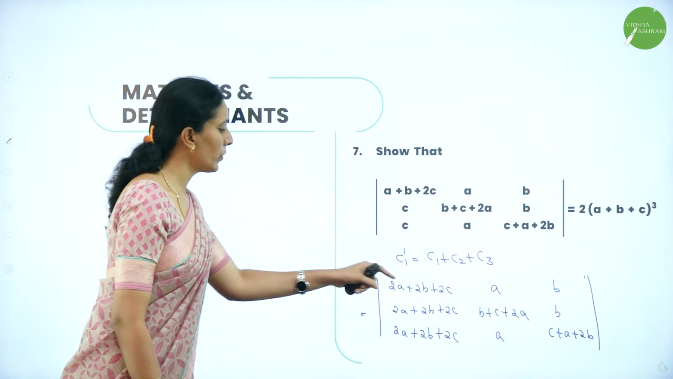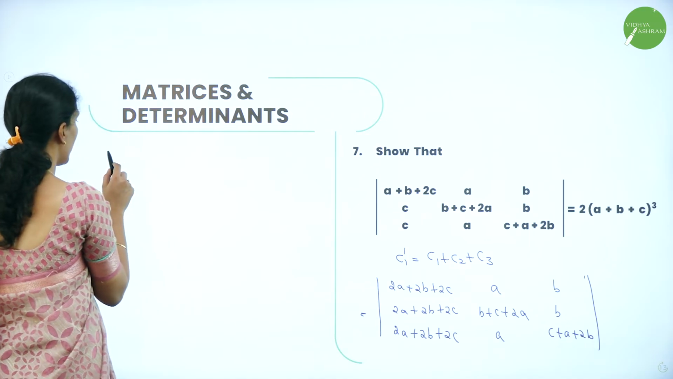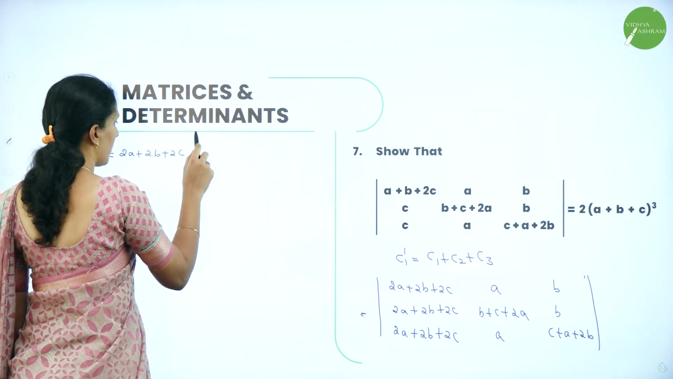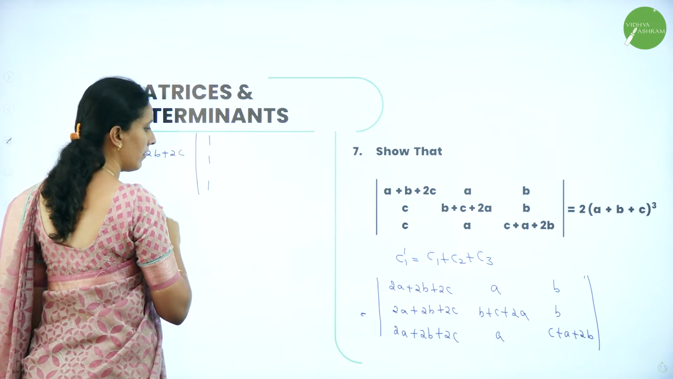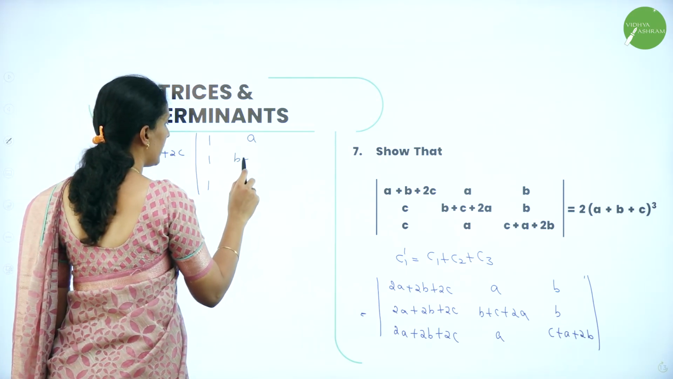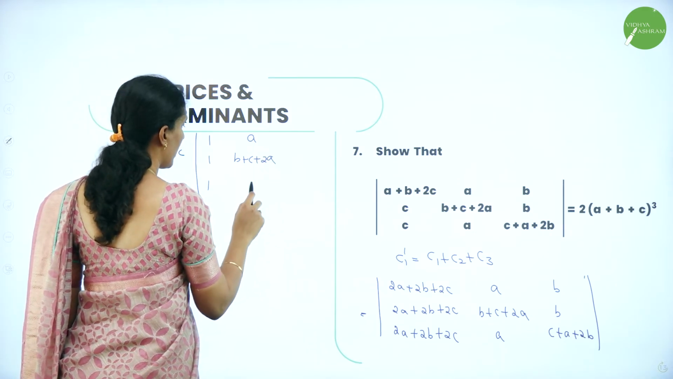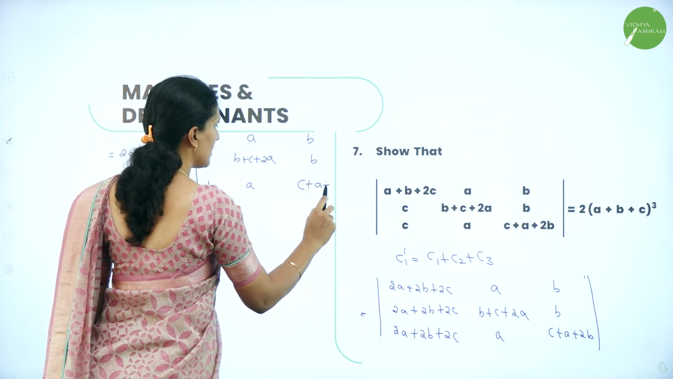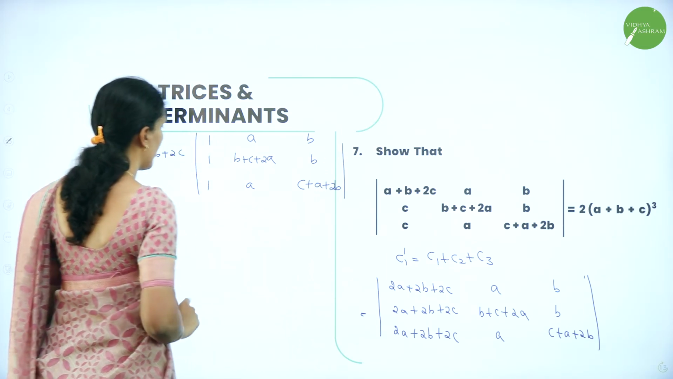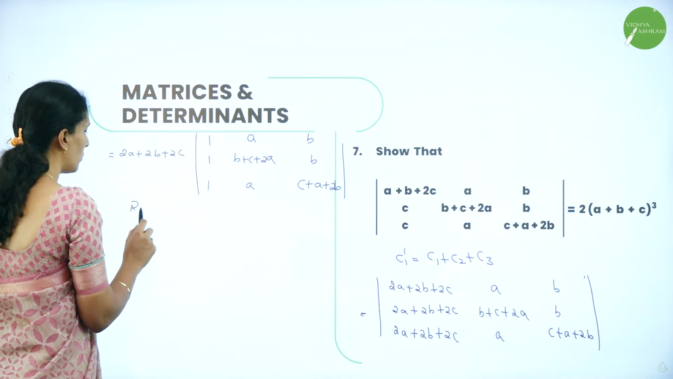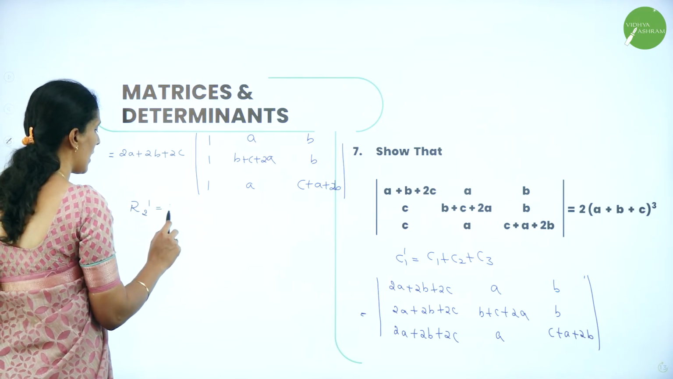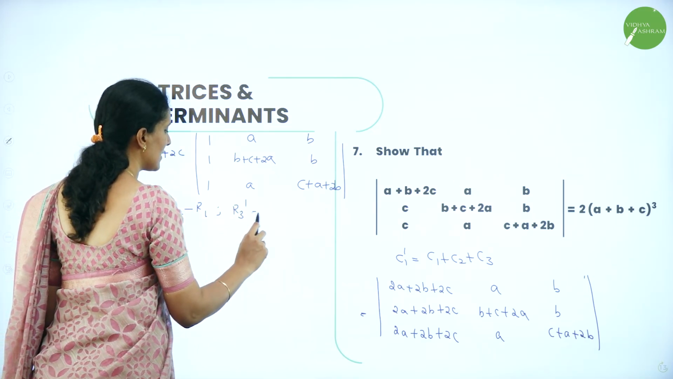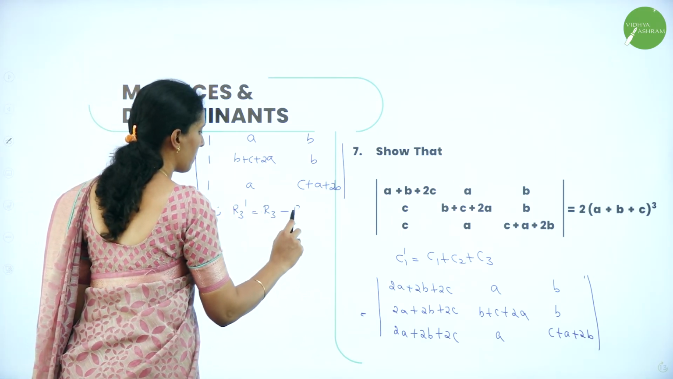So now you can take 2A, 2B, 2C outside. Taking it out, 2A plus 2B plus 2C, you will get 1, 1, 1; A, B plus C plus 2A, A; B, B, C plus A plus 2B. Next, I will take row 2 as R2 minus R1 and row 3 as R3 minus R1.